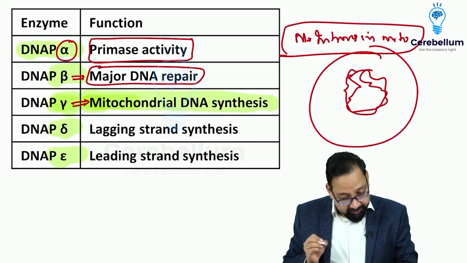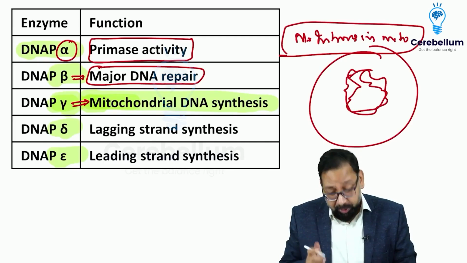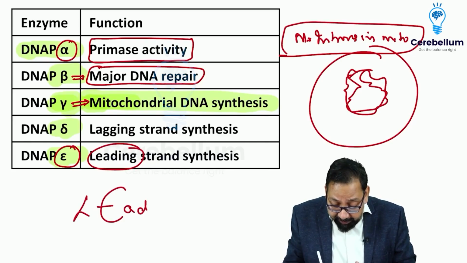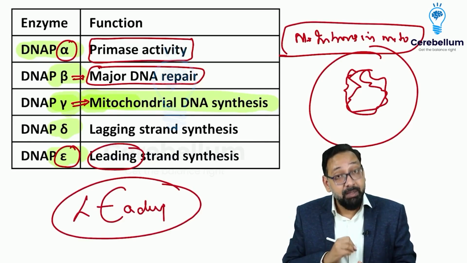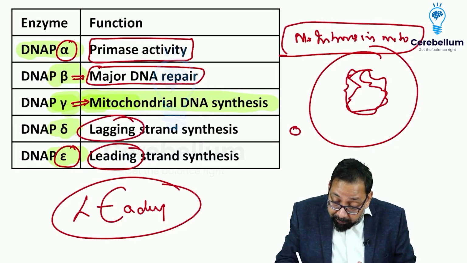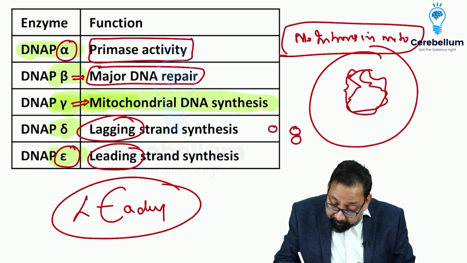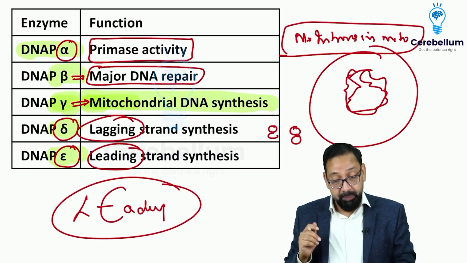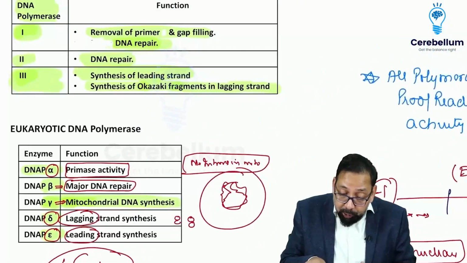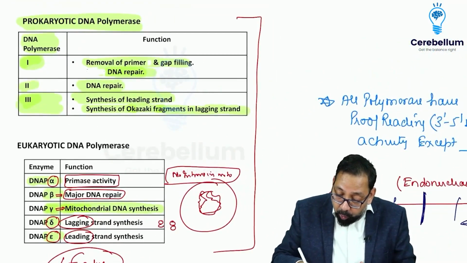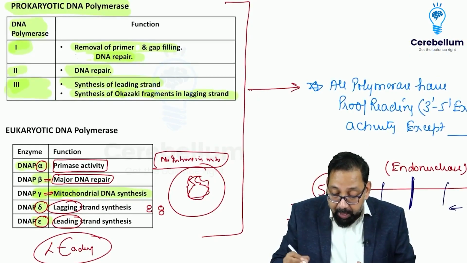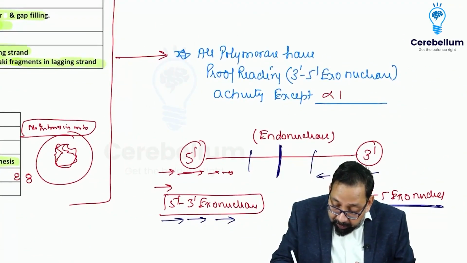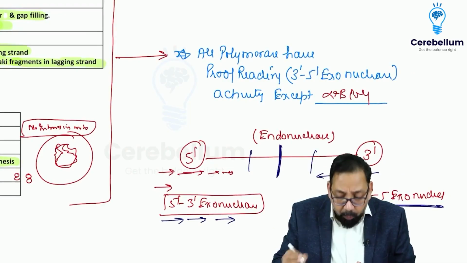Gamma does mitochondrial DNA synthesis. We found that in eukaryotes, the leading strand is synthesized by epsilon, L-E-A-D-I-N-G. The leading strand is synthesized by epsilon. The lagging strand, if you revert it, delta looks like G. So the lagging strand is synthesized by delta polymerase. We found that all these polymerases I have discussed have proofreading, except alpha and beta polymerase. Alpha and beta polymerase have no proofreading. What is proofreading?